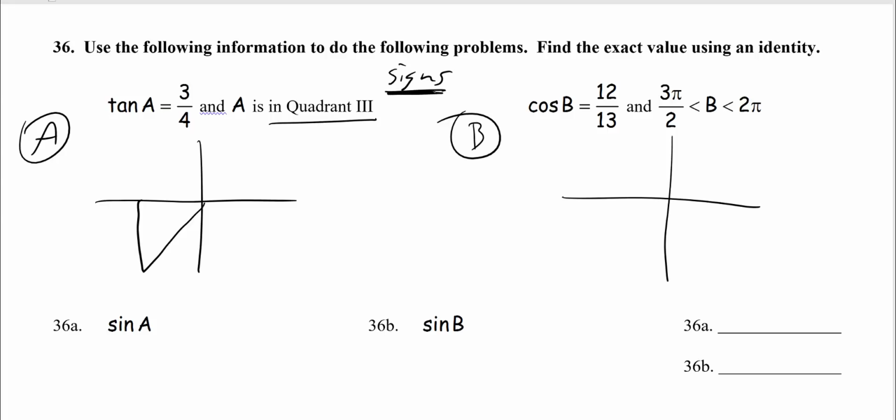So it's 3, 4, and of course these are both negative, and this is a 3, 4, 5 triangle. And this one's telling you it's between 3 pi over 2 and 2 pi, so it means I'm in the 4th quadrant. And cosine is x over r. So this is going to be a 5, 12, 13 triangle, but of course that's negative 5. And then we just kind of pull everything off. Sine of A, so sine is y over r, so it's negative 3/5.